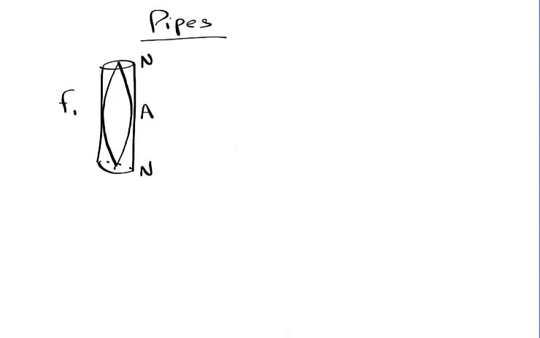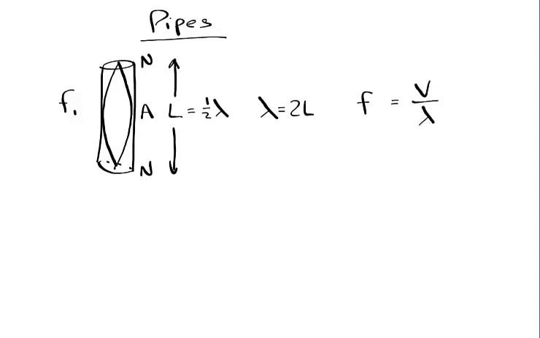And that's going to be very nice for us, because that means that the fundamental frequency can be calculated in much the same way. The length of this pipe corresponds to 1/2 a wavelength. And that means that the wavelength of this is 2 times the length of the pipe. And so, solving the wave equation for frequency, we get frequency is v over wavelength, and the fundamental frequency in this case will be the speed of the wave over 2 times the length.